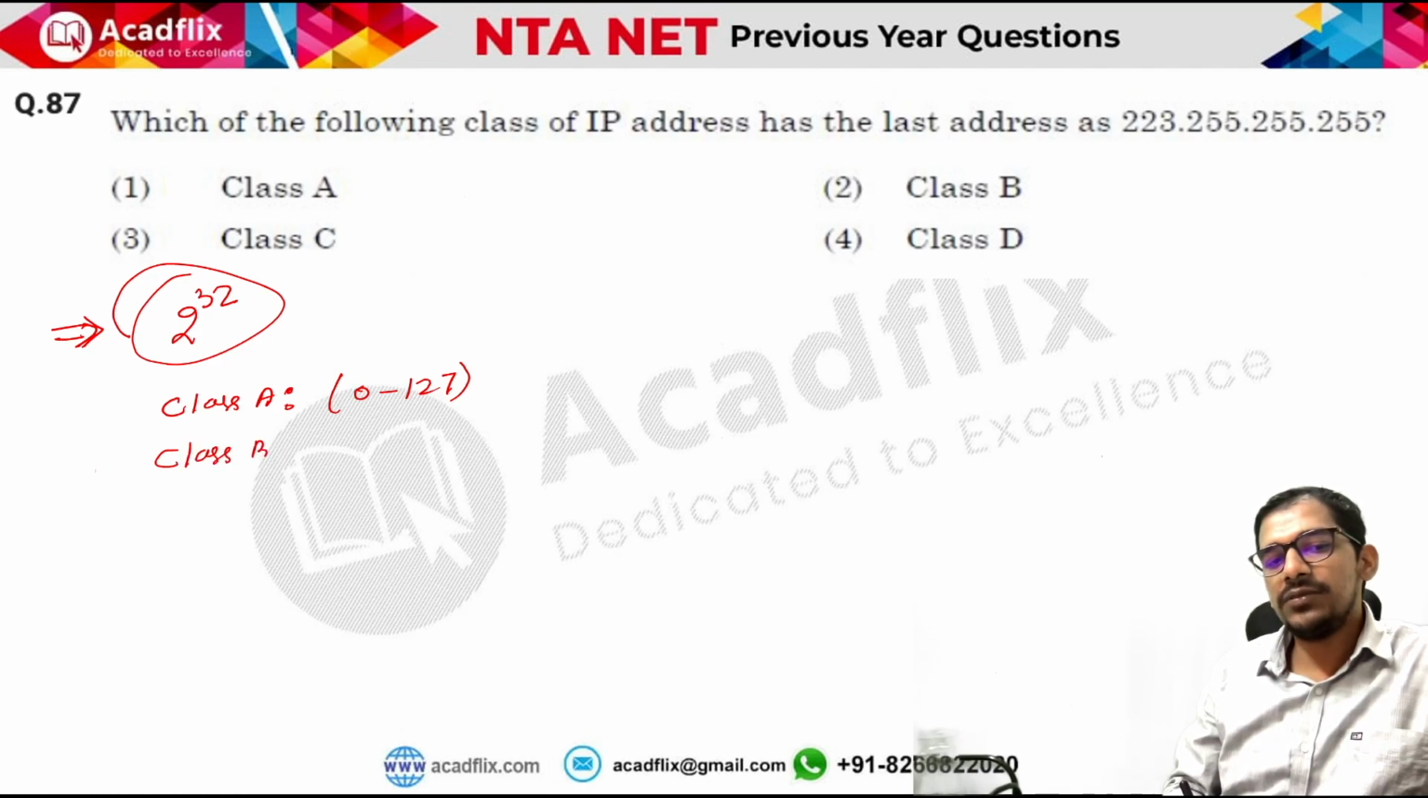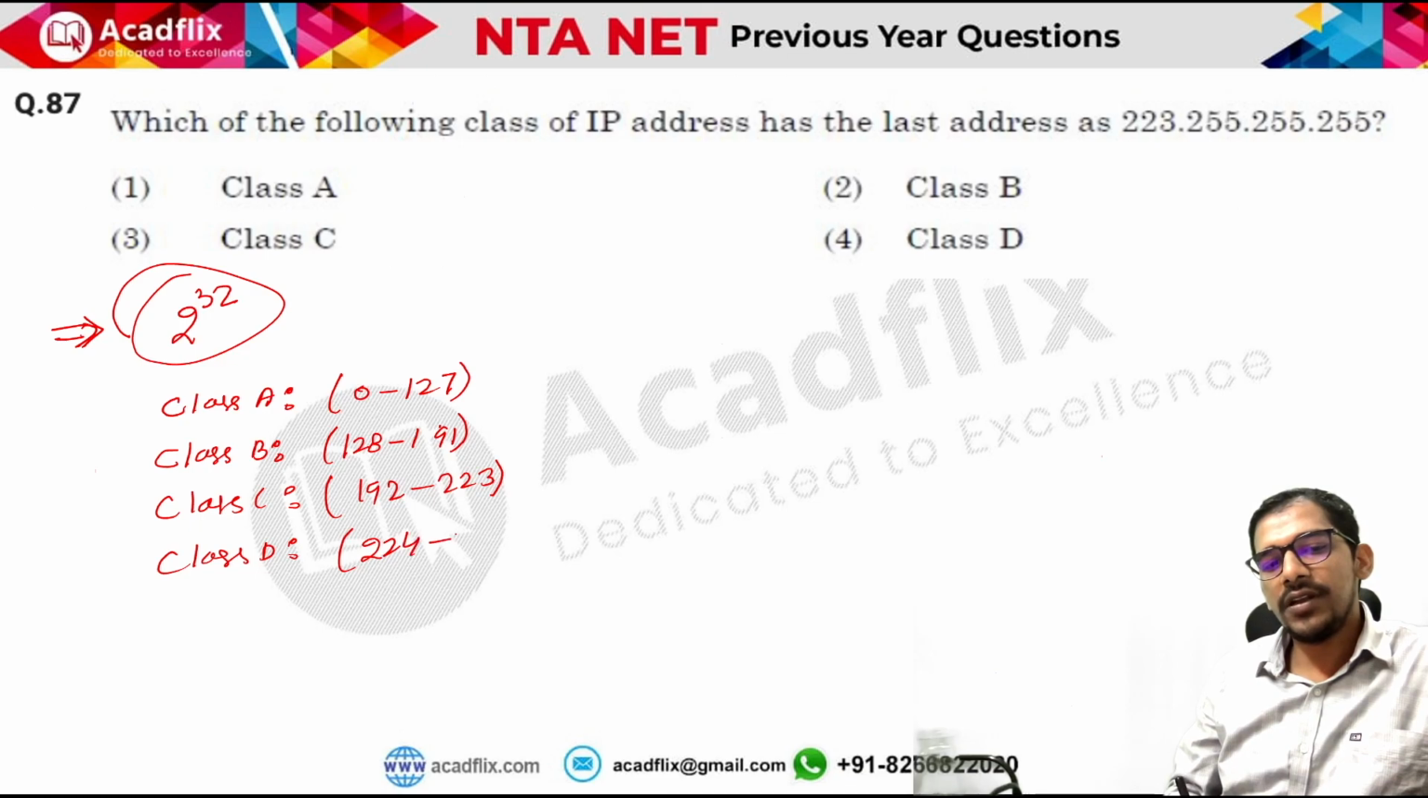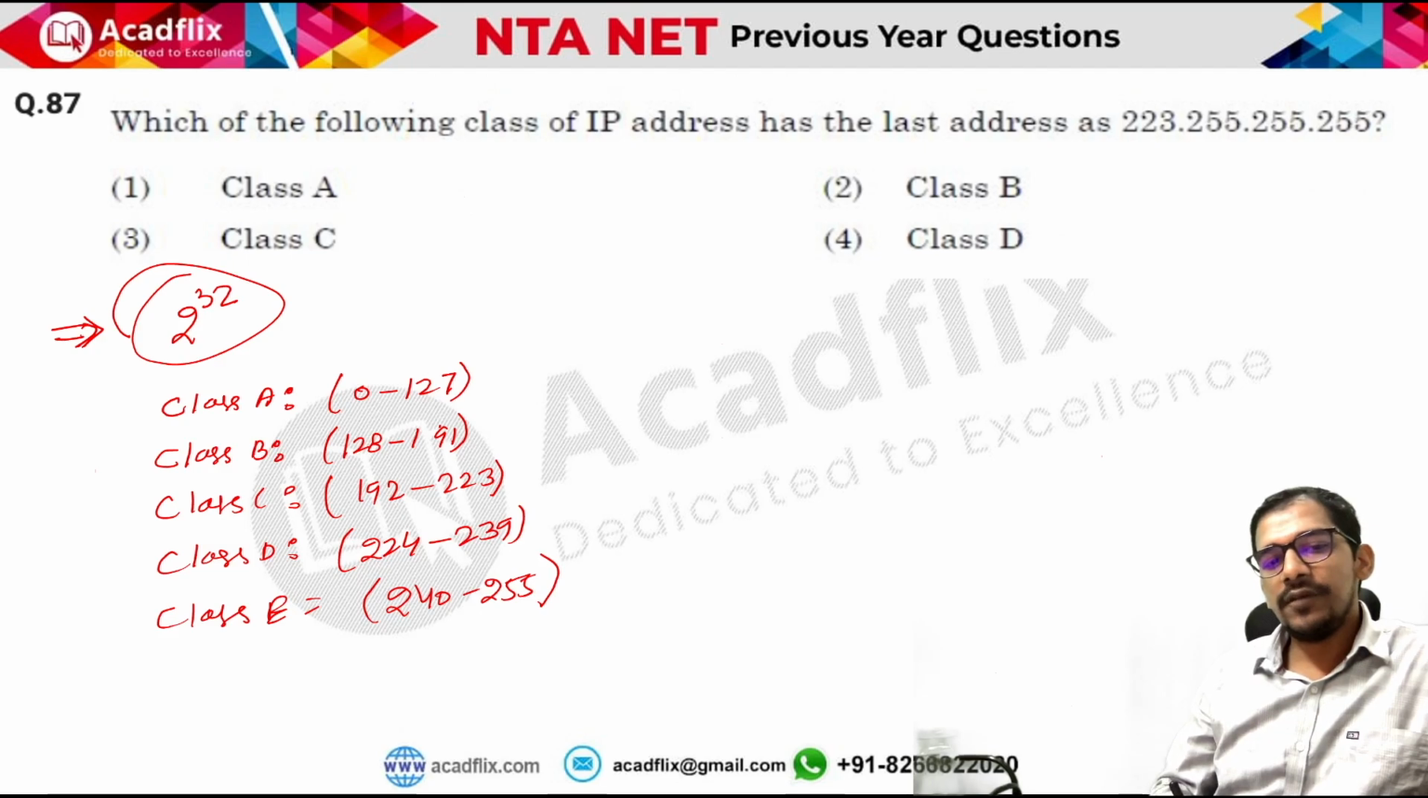In case of class B, the address range is 128 to 191. Then in class C, the range is 192 to 223. Then in class D, the range is, I think, 224 to 239. And class E, the range is 240 to 255. So this is the range of the classes. When we talk about this range, we are talking about the first octet of the IP address.